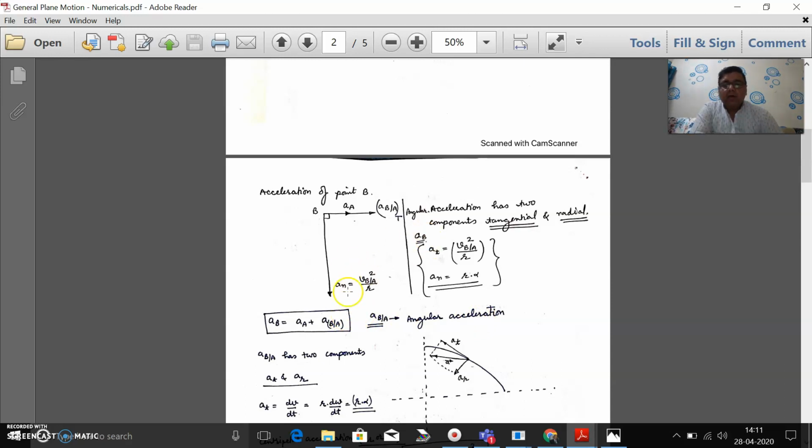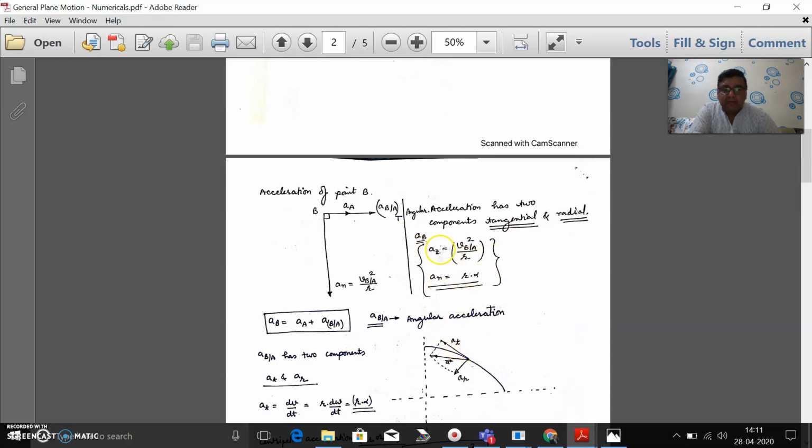Okay, now this angular acceleration will further have two components. What are those components? One is the tangential acceleration and one is the normal acceleration, or we call this centripetal acceleration, right? So one is tangential AT and one is AR. And what is the value of these? AT is velocity of B with respect to A whole square upon R. And what is this AT? AT is R alpha, tangential.